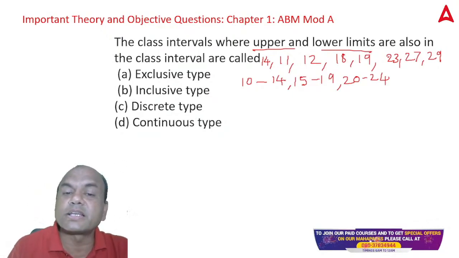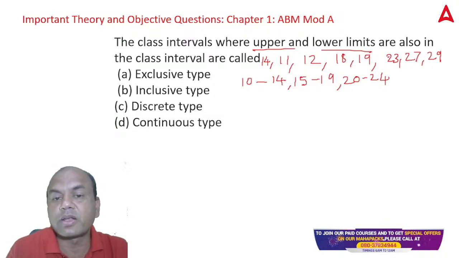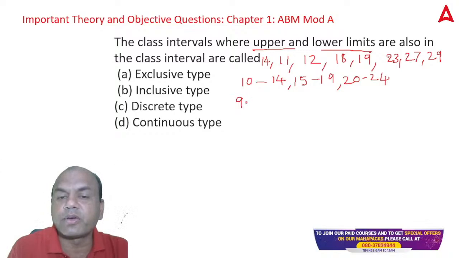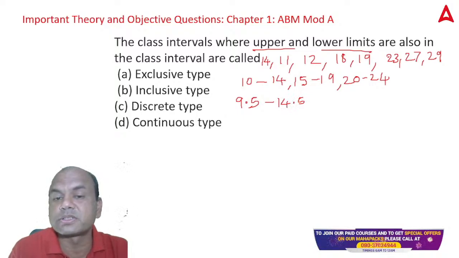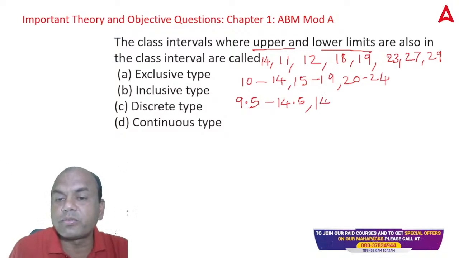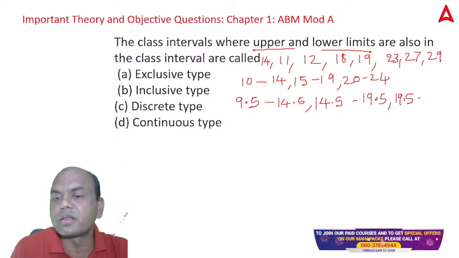The other one is exclusive. Here what happens? Take 0.5 on this side, 0.5 on this side. So it will be 9.5 to 14.5. Look at this, 14.5. 0.5 on the other side, 0.5 on the first side, right? Similarly over here, this 14.5, 0.5 on the other side, okay, to 19.5. And next again 19.5 and so on, right?